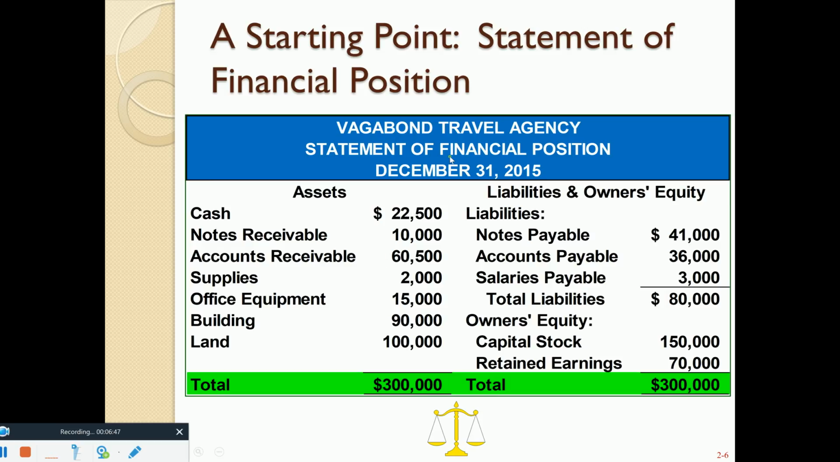So on one side of the balance sheet, we have our assets, and that totals $300,000. On the right side of our balance sheet, we have liabilities and owner's equity. The liabilities are the debts of the organization. These are the amounts that we owe to others. And you can see there's a common word here, payable. Notes payable, accounts payable, salaries payable, the $80,000.